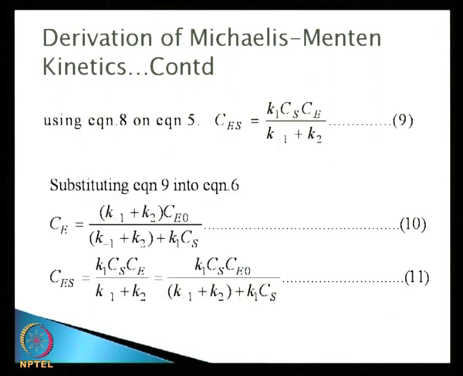Then we do a little bit of algebraic manipulation, and we get rid of CES, the concentration of the complex, and CE, the concentration of the enzyme. Why do we do that? Because these are not measurable quantities. We want a solution in terms of measurable quantities, which is the concentration of the substrate and the initial concentration of the enzyme. Clear?